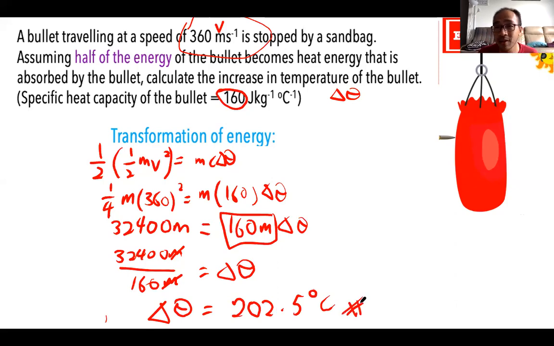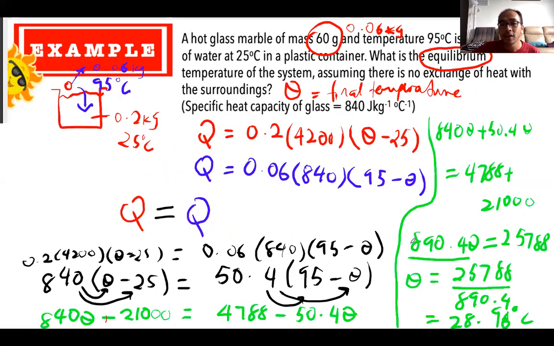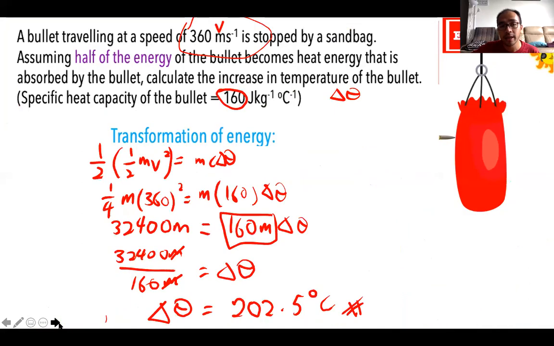This is a much easier question than the previous one. Just to let you know that actually the most difficult is this one, because this is pretty long. If you can master this, then the rest of the questions, guys, is really kacang putih. You just have to remember the transformation of energy. So 202.5 degrees Celsius is pretty high. Ini baru, this is not the final temperature. It is the increase in temperature.